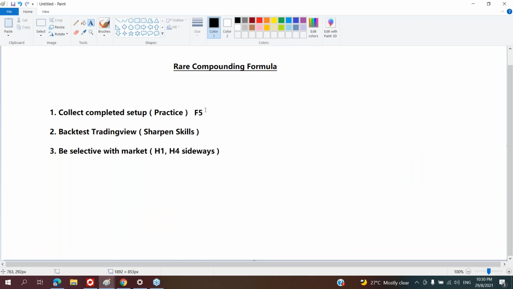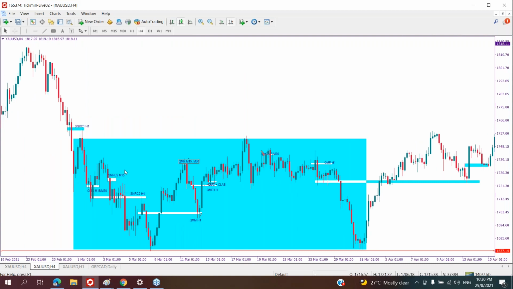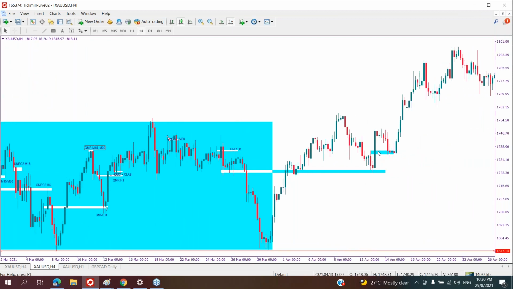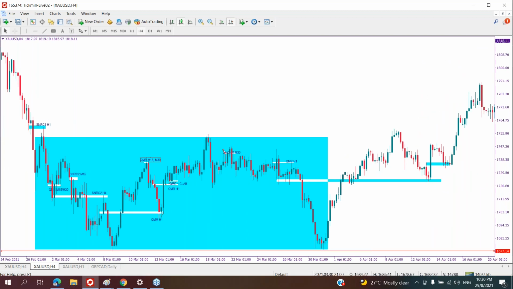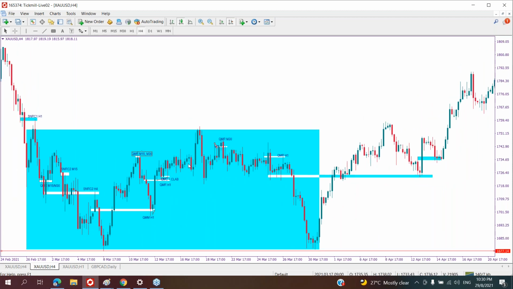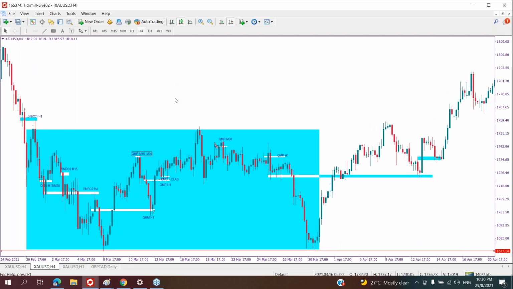You collect the completed setups and practice with the Fantastic Five setups, because this is what the price always keeps repeating. You can see the price keeps repeating SNRC2, SNRC1, QMM, QMC. Price keeps on repeating these setups all the time. That's why I want you to collect the setups, for you to be familiar with the movement and the setups.